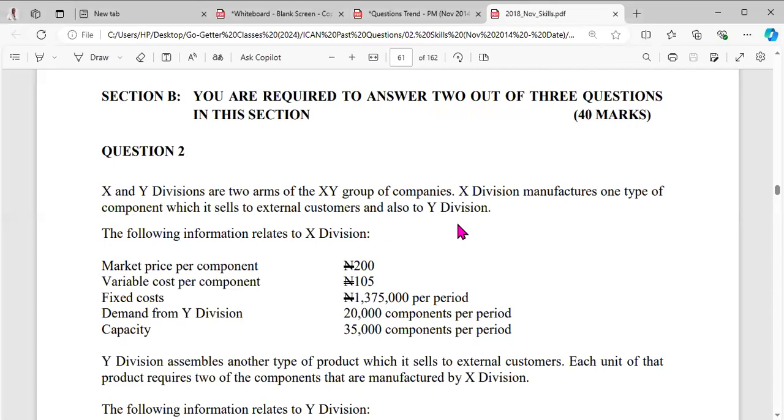So what do we have here? X is the selling division. Y is the buying division. That's one thing we glean from here. Now the following relates to X, the selling division.